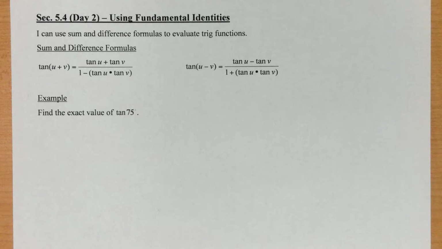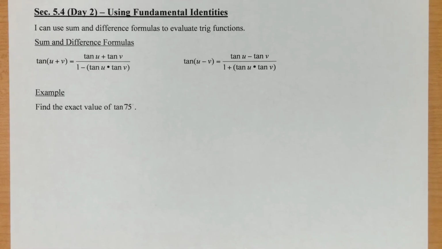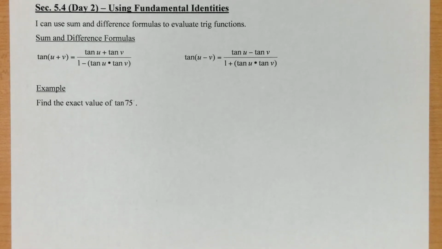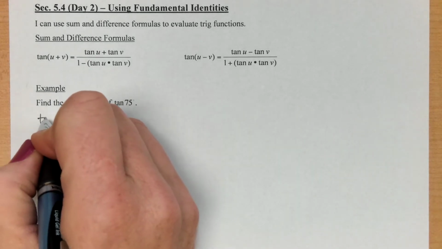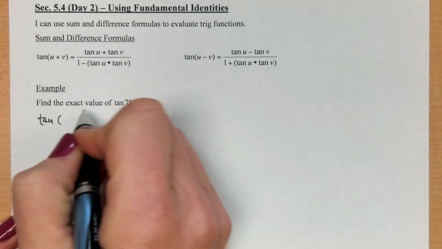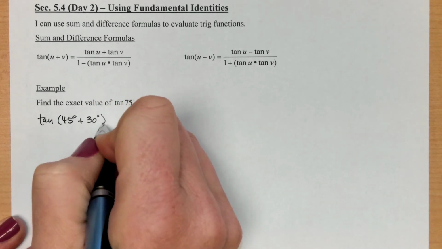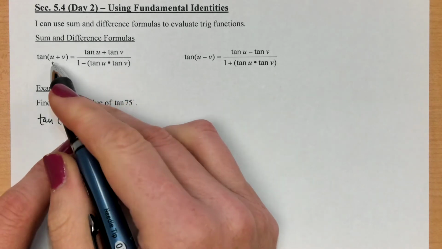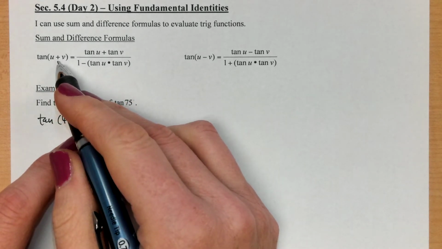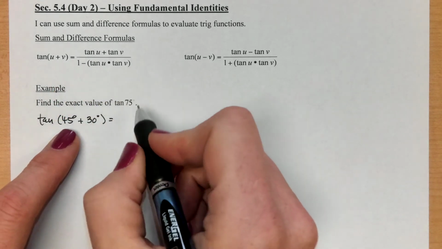So just like tan always is, it's just a little more complicated, but we're going to use the same values around the circle, so none of that is going to change. So do tangent of 75, and the easiest two angles to use are 45 and 30. So I'm going to use this formula, the tangent plus formula. So I'm going to do tangent 45 plus tan 30.